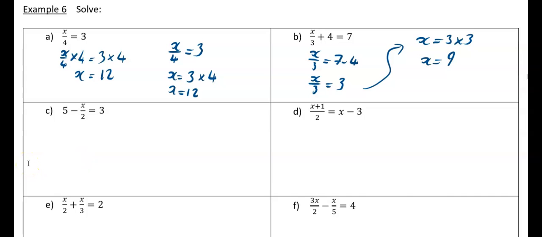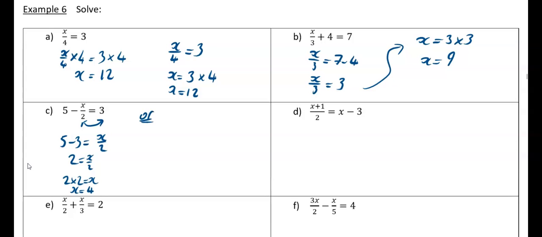Example C, a couple of ways we can do this one. I'll show you one way which a lot of people would do. First of all would be swapping these two things around. So you'd have 5 minus 3 is equal to x over 2. And then that just becomes 5 minus 3 is 2 is equal to x over 2. And again, this 2 is dividing. So 2 times 2 is equal to x, or your x is equal to 4. Okay, so that's a nice method to do it.